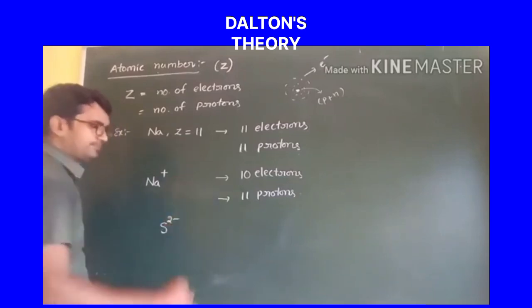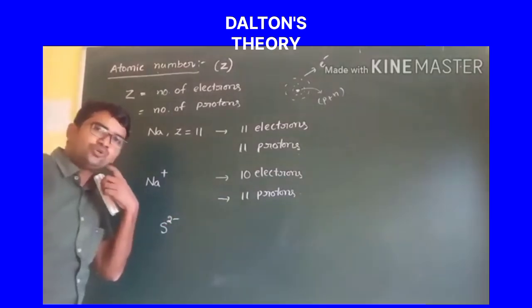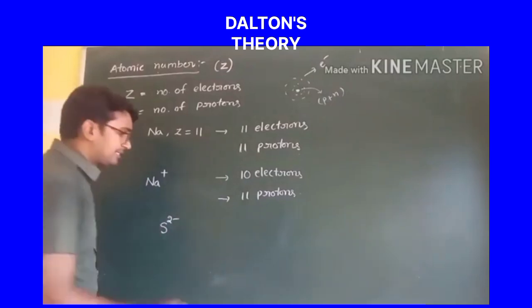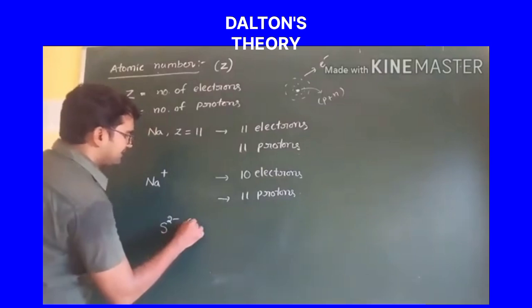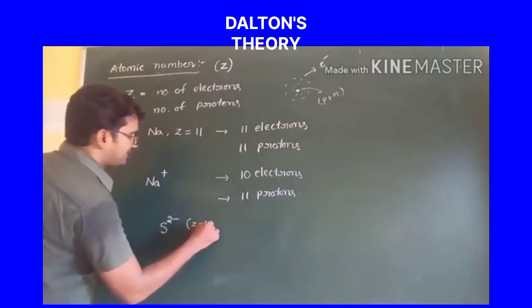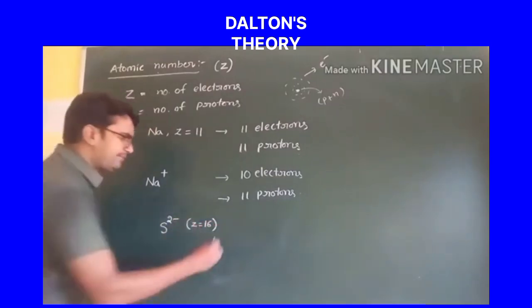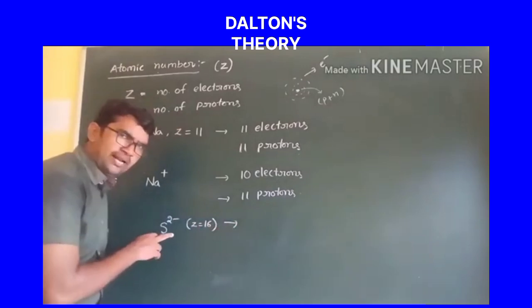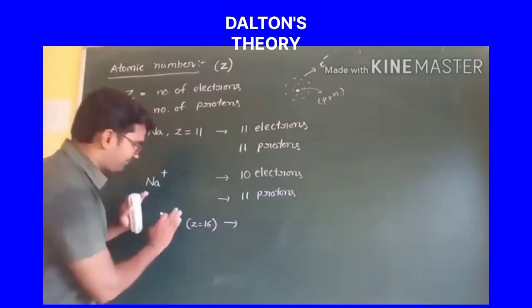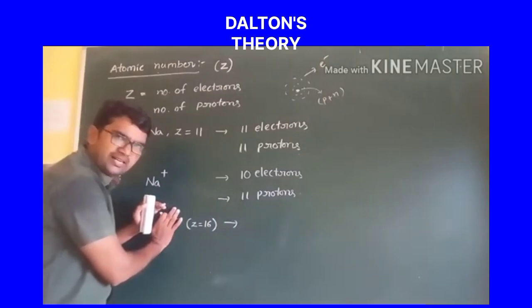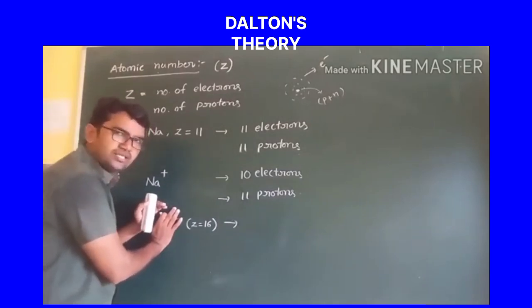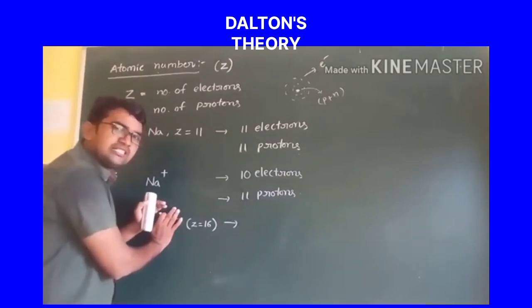S2 minus. What do you know about sulfur? Sulfur atomic number 16. 16 means how many electrons are present in sulfur? Not for this one, for the sulfur atom. For the sulfur atom, how many electrons are present? 16 electrons. How many protons are present? 16 protons.